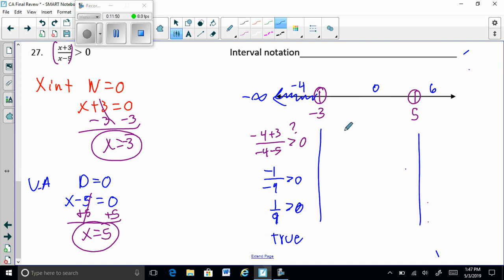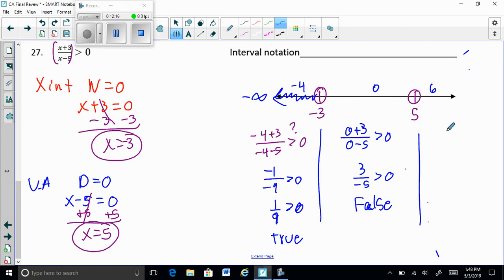Now we'll try 0. Let's see. If we plug in 0, we get 0 plus 3 over 0 minus 5. Is that greater than 0? So we end up with 3 over -5, which is a negative number. Negative numbers are not greater than 0, so that's false. So we don't want to shade right there.